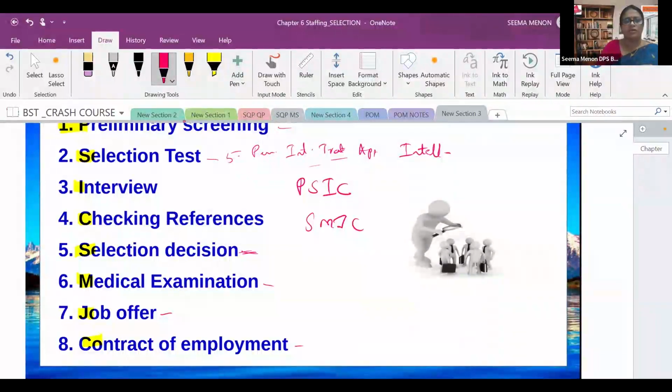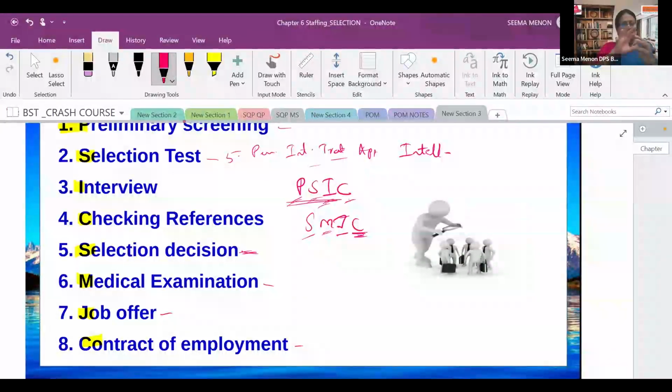It is compulsory to remember. P is preliminary screening, S for selection test, I for interview, C for checking reference, then S for selection decision. Who will decide? The management, on the basis of the above 4 levels. Then medical examination, then job offer, then contract of employment. So there are 2 Cs: one is checking reference, and the last one is contract of employment.